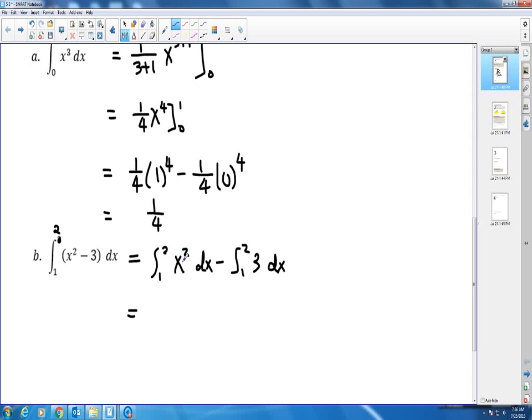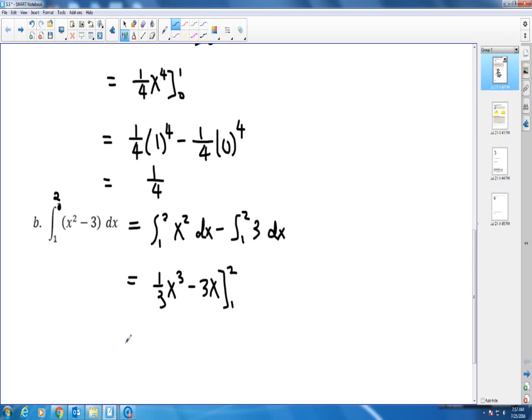Alright, so this is going to be 1 over 3 x to the 3rd minus constant, we'll just add x to it behind the 3, and I'm going to evaluate it from 1 to 2.